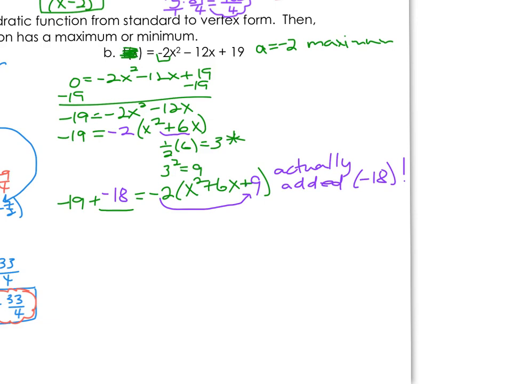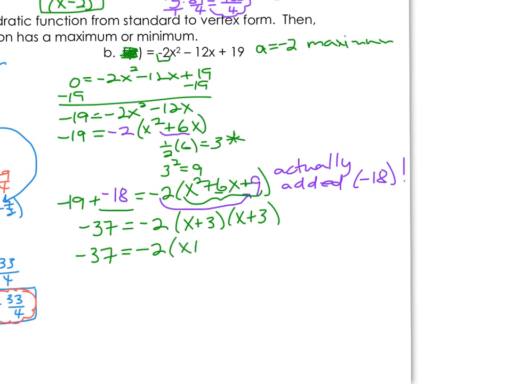Negative 19 plus negative 18 would be negative 37 on the left. On the right, keep that negative 2 on the outside, and let's factor x squared plus 6x plus 9. What are two numbers that multiply to get 9 but add to get 6 in the middle? You've got it, 3 and 3. This should always create that perfect square binomial. And then we just write it as a perfect square, as x plus 3 squared. Move your new c over, so we'll move negative 37 over simply by adding it to the outside.